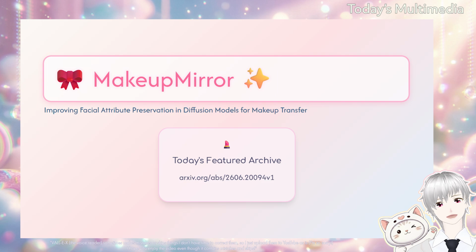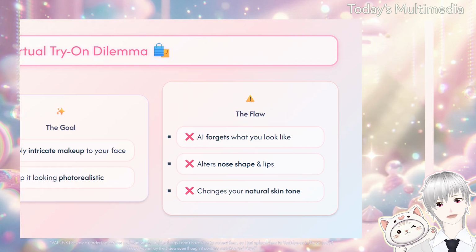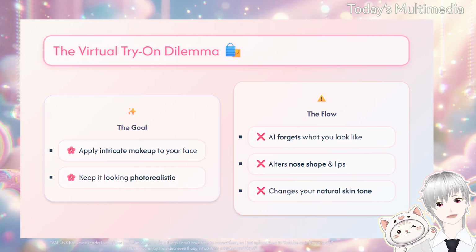On today's radio broadcast, I'm introducing a trending article from the archive. And it is all about some truly magical artificial intelligence. The title is MakeupMirror: Improving Facial Attribute Preservation in Diffusion Models for Makeup Transfer. It is long. Let us dive right into what this incredible paper is all about.